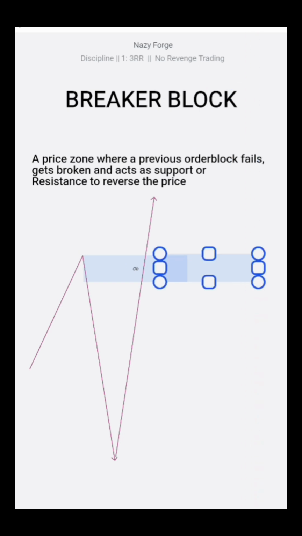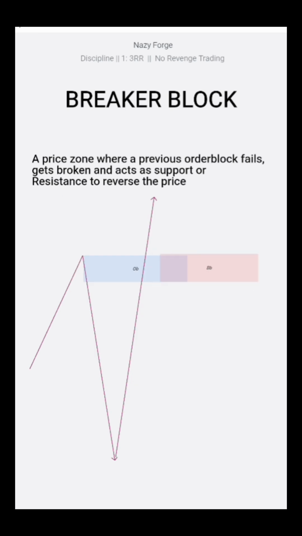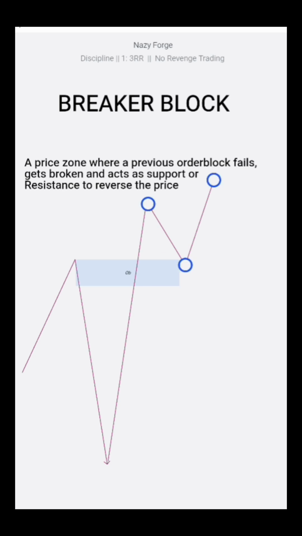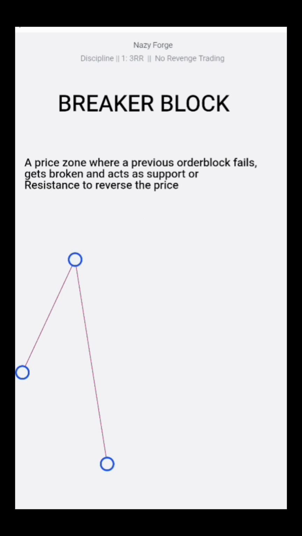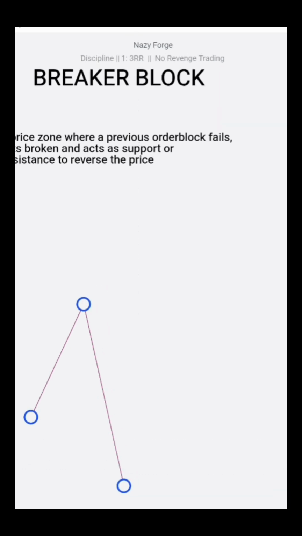The breaker block, let me give it a different color, BB. So this breaker block now is going to be acting as a support in this case because this was a former downtrend or bearish market. So price will still come back to this point and start selling up. This is the simple concept of a breaker block in a bearish market. So the bearish order block turns into a bullish breaker block and vice versa.